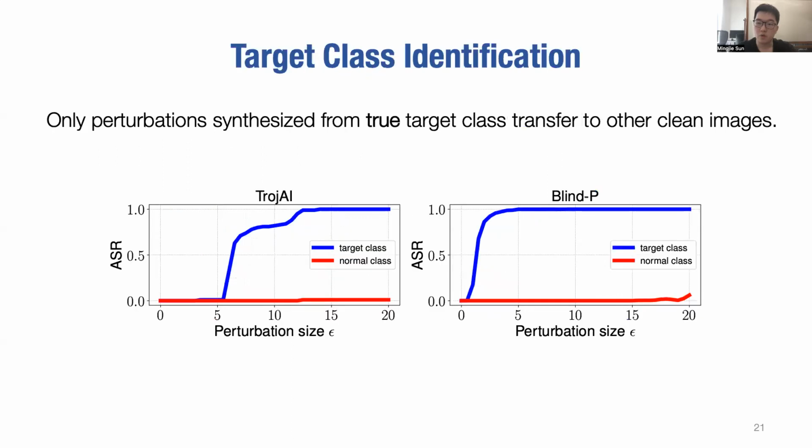We repeat our optimization process for each output class. We find that the synthesized pattern transfers to other clean images only when it is obtained from the true target class.